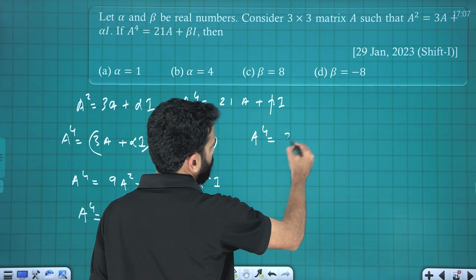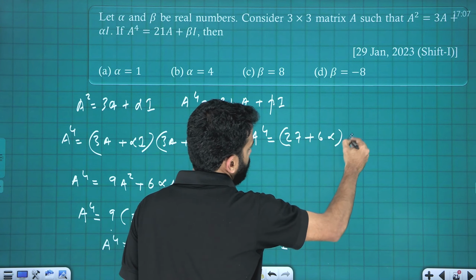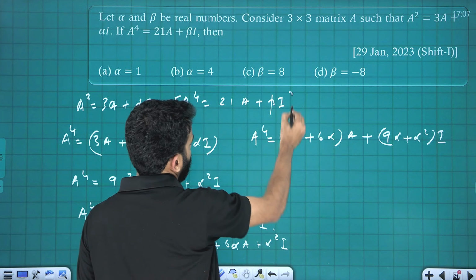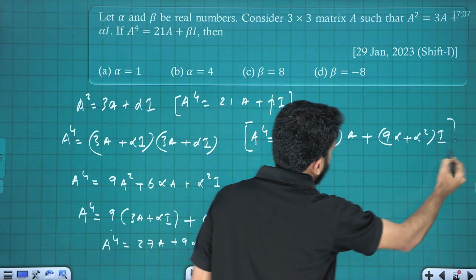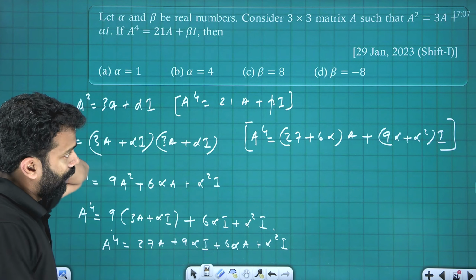27 plus 6 alpha into a, plus the next one will be 9 alpha plus alpha square, that is 9 alpha plus alpha square into I. Okay. Therefore, what is a raised to 4? The given structure is like this. A raised to 4 is equal to 21a plus beta I, and here a raised to 4 is equal to 27 plus 6 alpha into a plus 9 alpha plus alpha square. Okay, so I am comparing this.